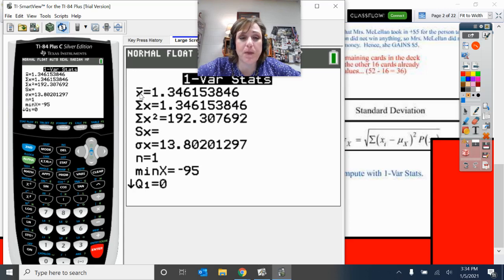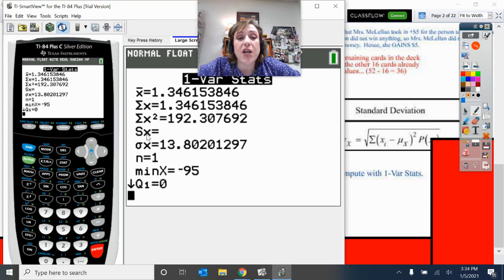And look at that. X bar is the mean of X, and there we have $1.35 on average per game. So I want people to be playing all day long because I know in the long run, I'm going to make $1.35 on average every single game. Okay, so let's play. Bring it on.